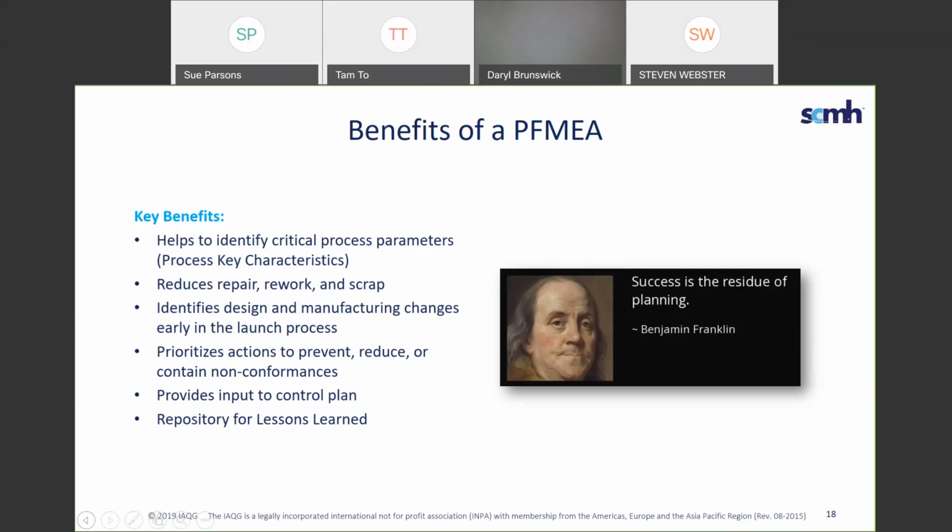So you're doing these things up front, before you field a product and then you have a problem downstream. Prioritizes actions to prevent, reduce, or contain nonconformances. Provides a linkage to the control plan. There's back and forth between the control plan and the PFMEA. And again, a repository for the lessons learned.